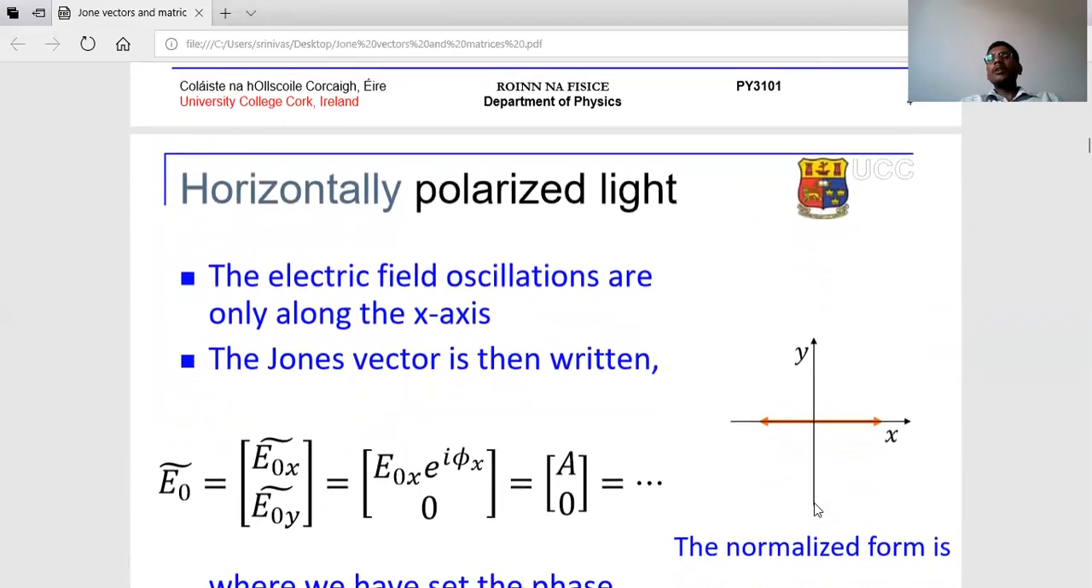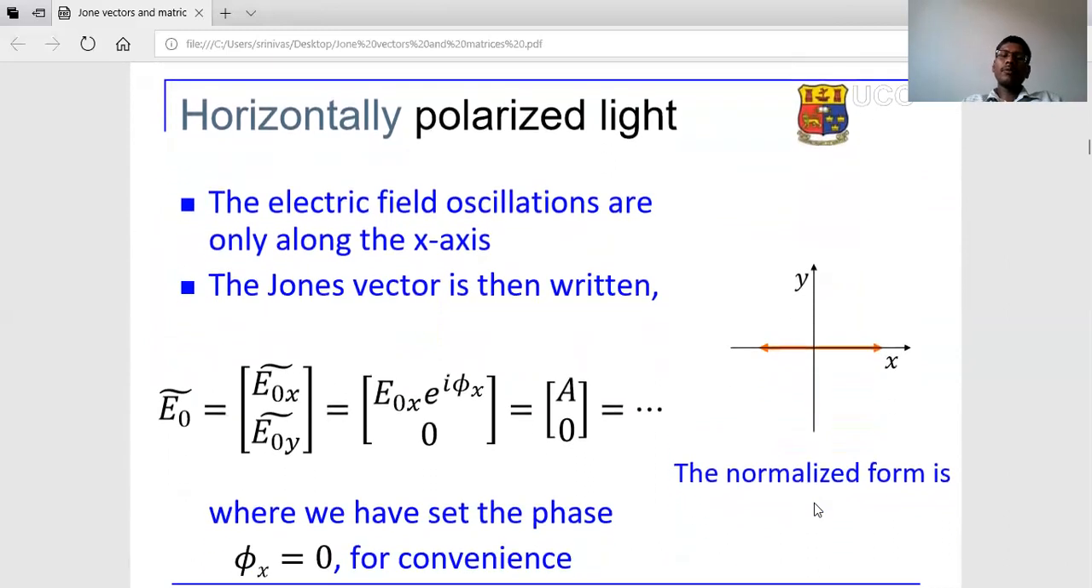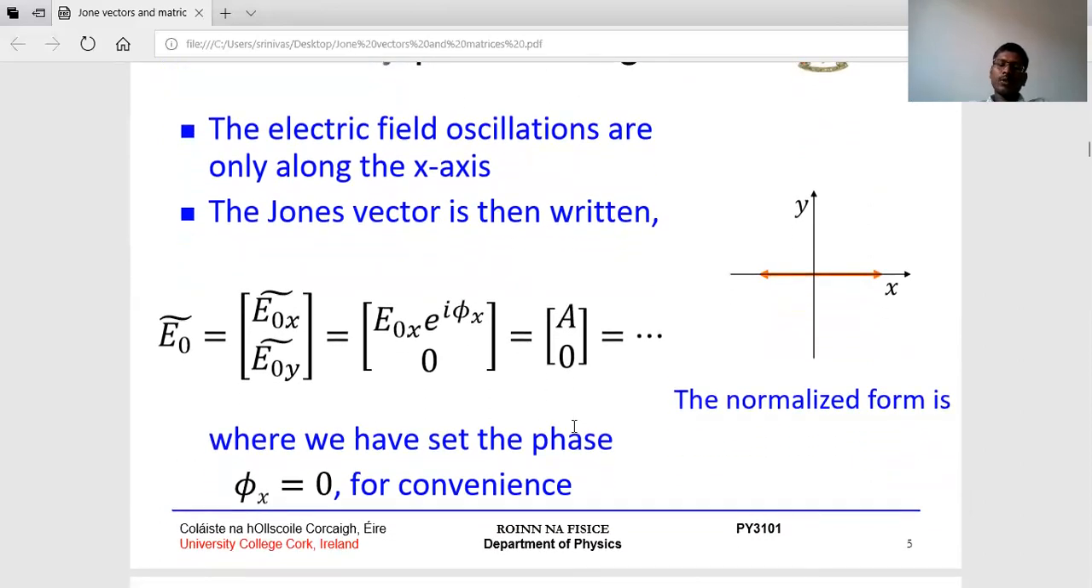Next we go to how this Jones vector or Jones matrix represents different polarizations: linearly polarized, circularly polarized, and elliptically polarized light. First, I go to linearly polarized light, horizontally. That is, the electric field oscillations are along the x-axis. The Jones vector can be written for this horizontal direction as E naught x e^(i phi x) along the x-axis only, and along the y-axis it is 0. That's why I write it as A times (1, 0), where we have set the phase phi x equal to 0 for convenience.